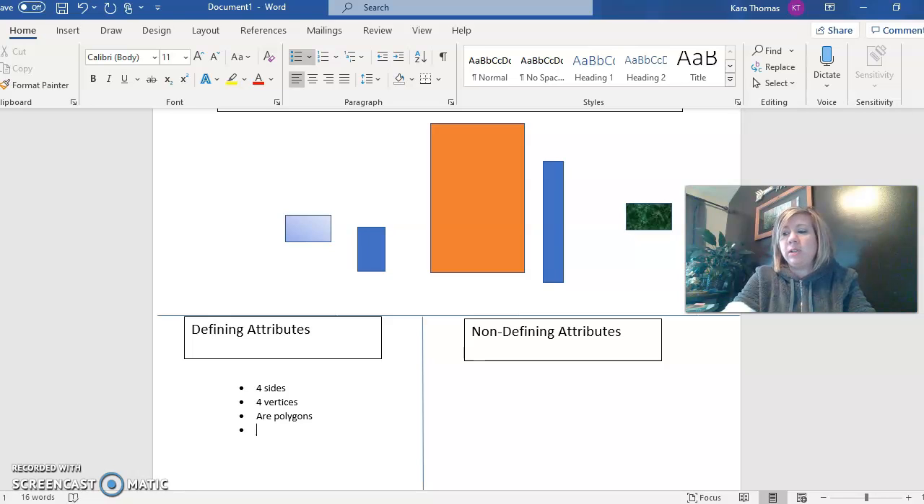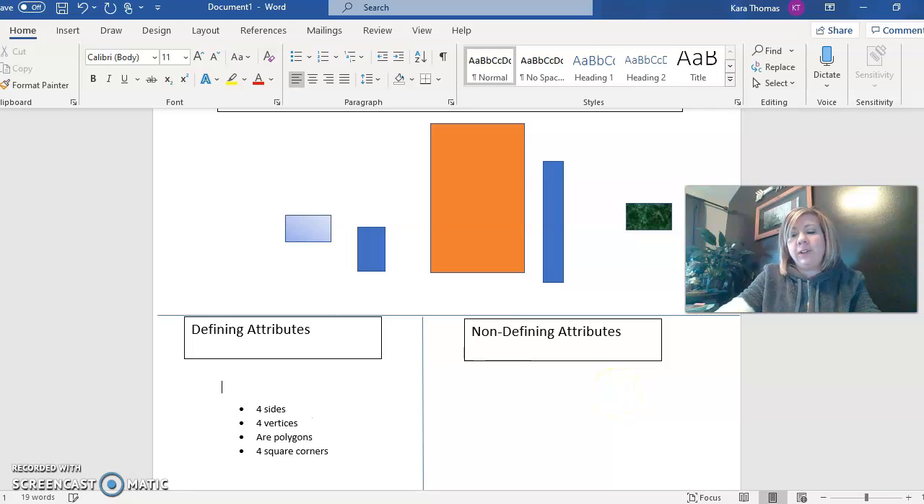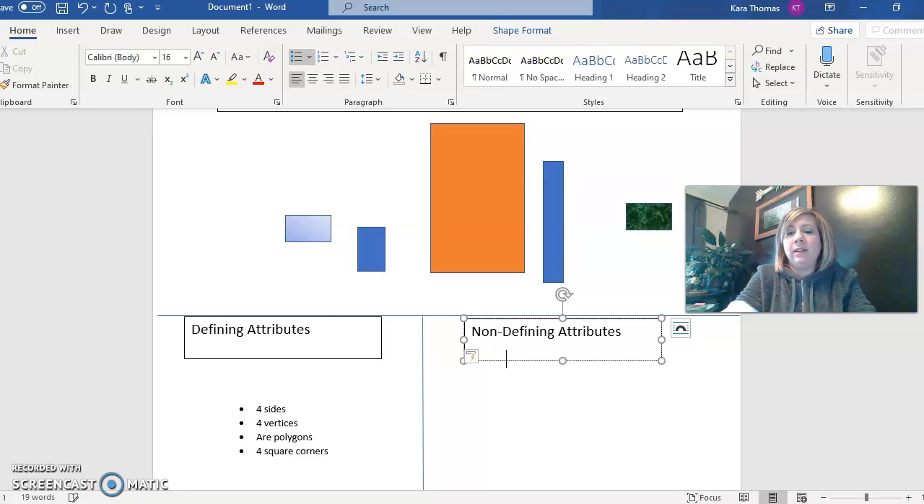And we also know about rectangles that they have 4 square corners. Those are the things a shape has to have in order for it to be considered a rectangle. Class, what could a rectangle have but doesn't have to have? Look at my rectangles at the top. They could be different colors.